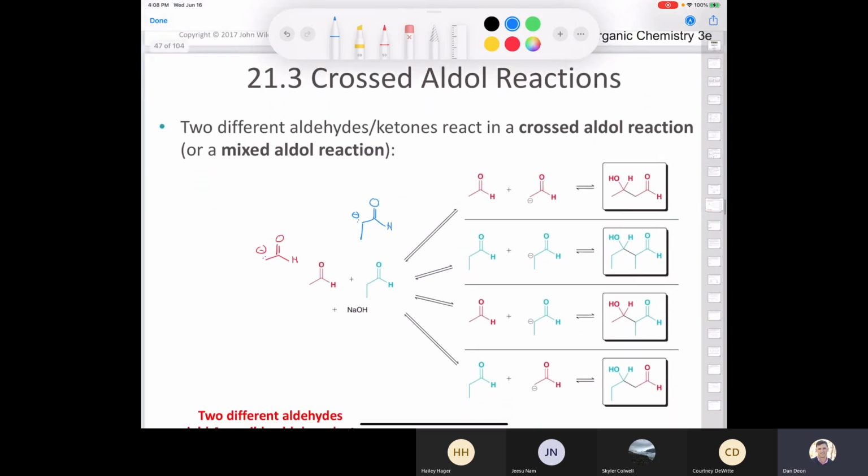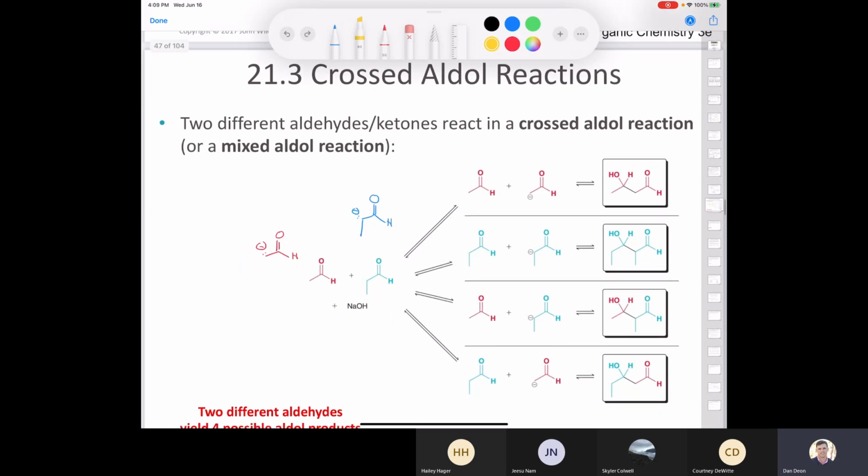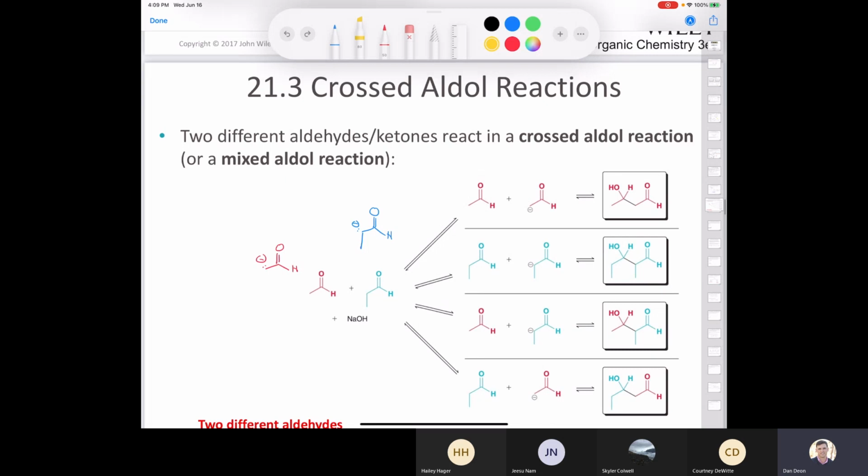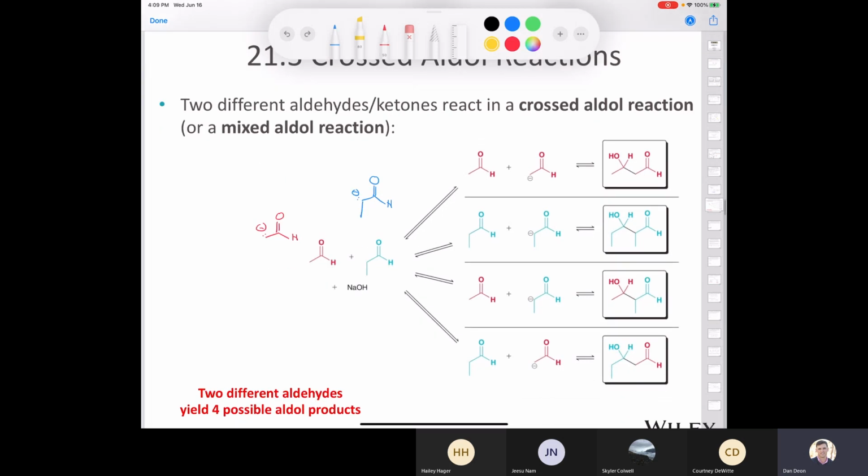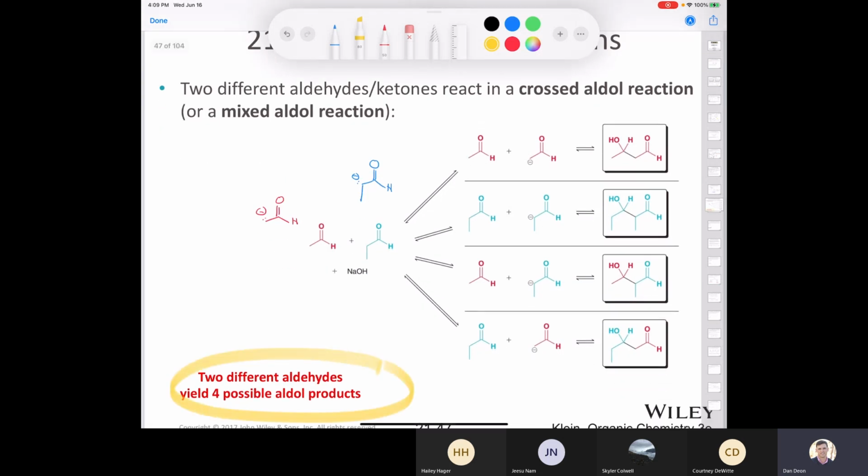Well, then you get what's called a crossed aldol condensation. Literally every possibility is going to occur. These two are going to combine to make this aldol product. These two are going to combine to make this aldol product. You're going to get this aldehyde with this enolate to produce this product. And then finally, you can see where I'm going, you're going to combine these two to make this compound. So you get literally every combination, and we call that a crossed aldol reaction or a mixed aldol reaction. Again, if you have two different aldehydes, you get four possible aldol products.